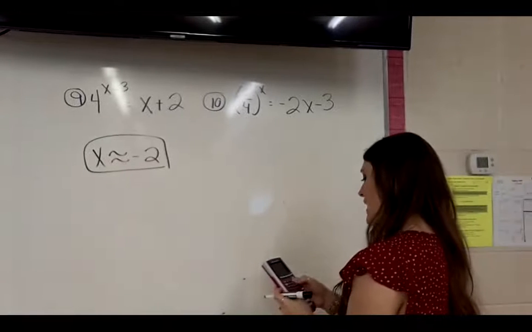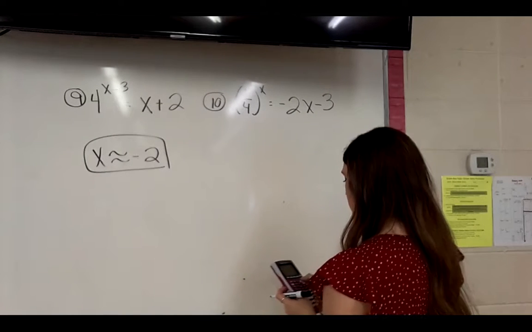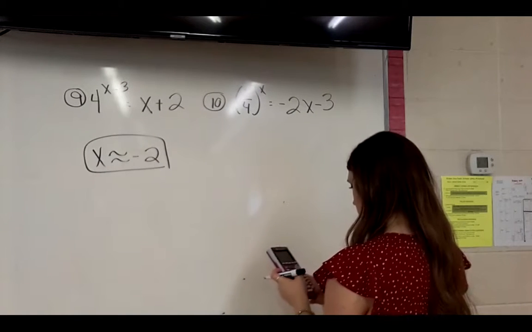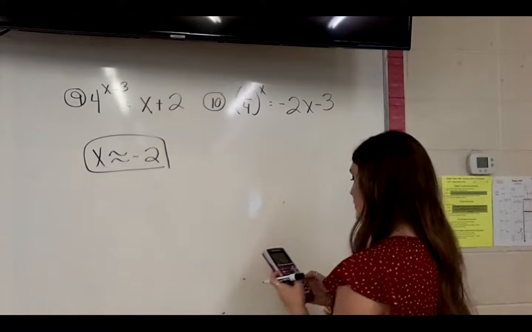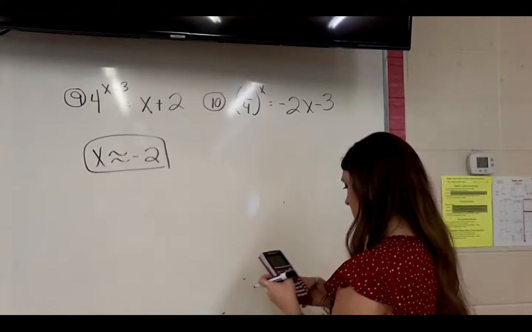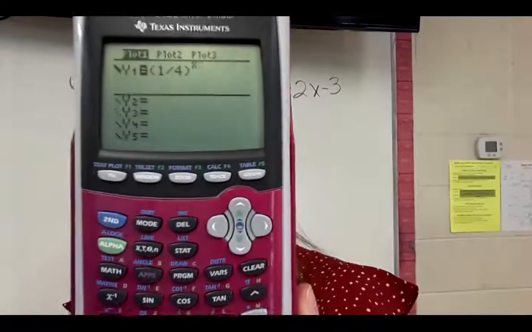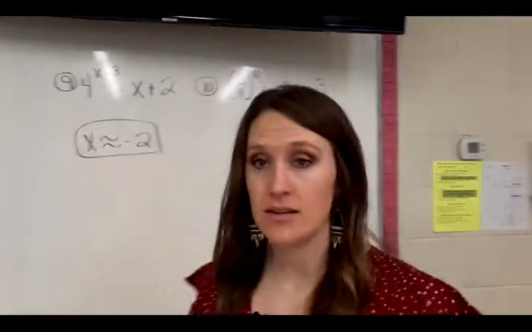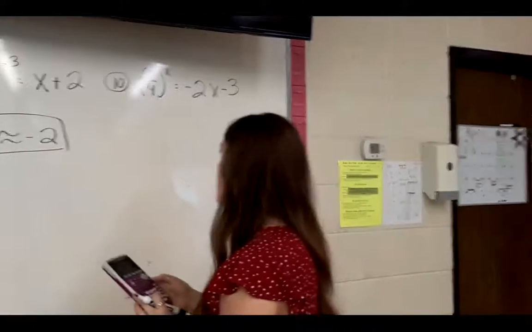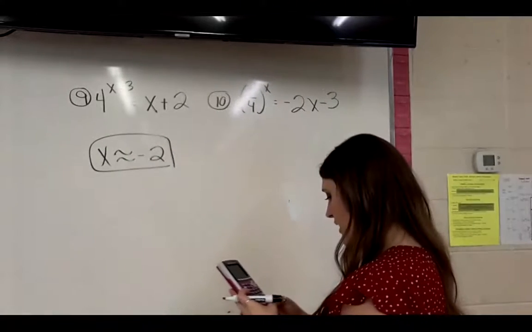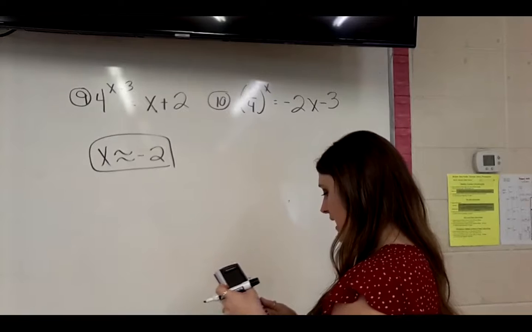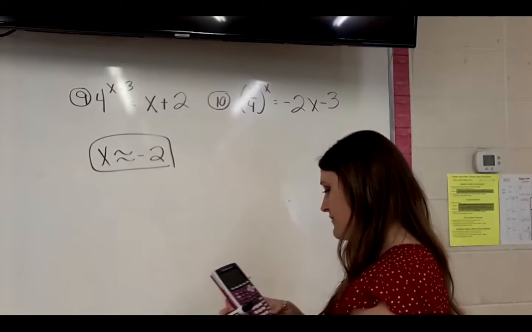Okay, last one, number 10. Go back to your y equals, clear it out. I'm going to put 1/4 in parentheses, raised to the x, like that. 1 divided by 4 in parentheses to the x. That lets the calculator know it's a fraction. Then I have -2x minus 3. Second, calculate 5.